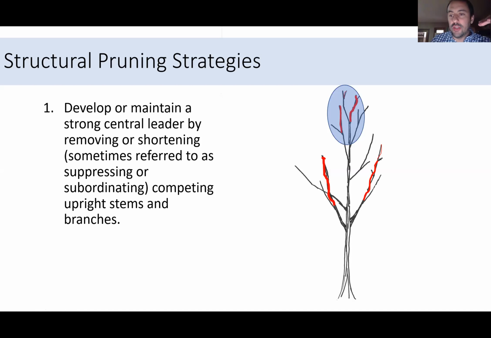Let's talk about some of the other structural pruning strategies. The first one is the most important. After you remove anything that's dead or broken, the first thing you should spend your pruning budget on. If you decide you're going to remove 30% of a tree's canopy max, you spend that 30% first on selecting a leader and suppressing or removing codominant stems.